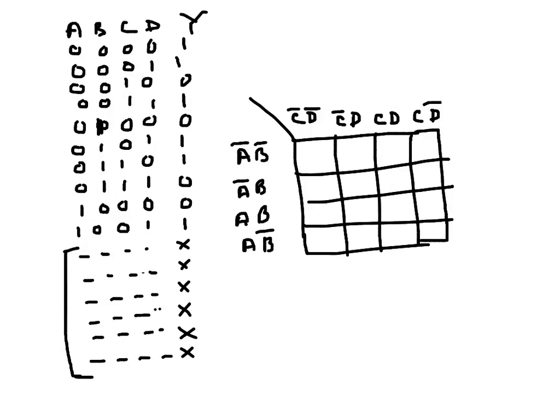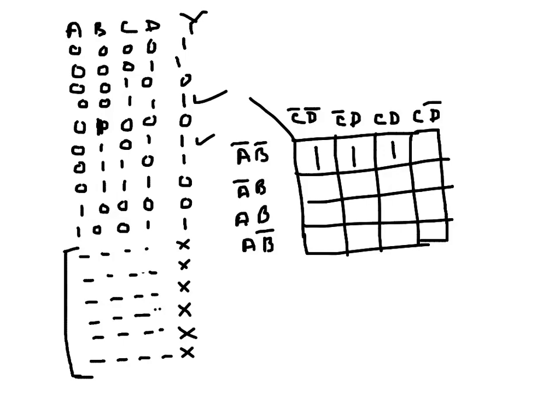So I will just first put the values from the truth table in the K-map. So 0 0 0 0 is a 1, this one is a 1 here. Then 0 0 0 1 is a 1, then this one is a 1, 0 0 1 1, which is this one.